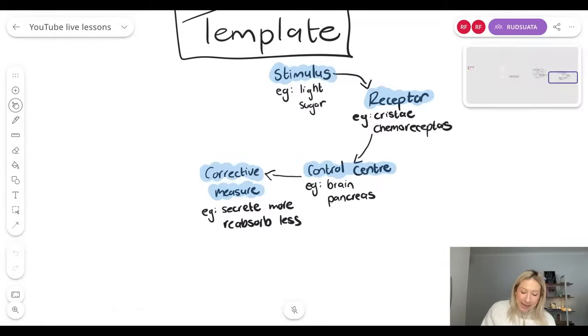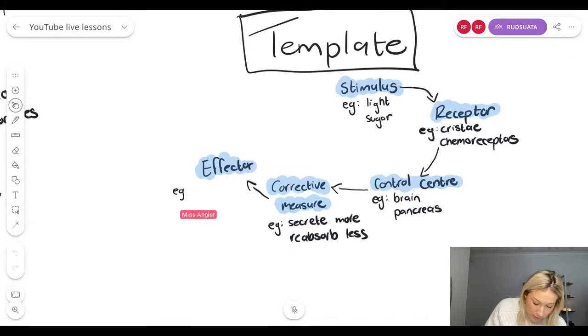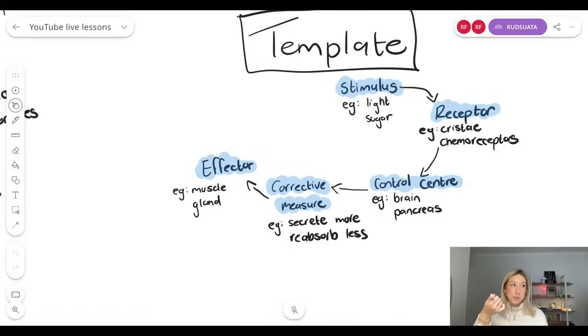Now, somebody has to carry out the instruction, don't they? And so the corrective measure is sent to an effector. Now, there are again many, many different effectors, but the main two effectors that you should always know, the two categories, are some kind of muscle or some kind of gland. So that's where you secrete more insulin, you secrete more angiotensin. And let's hope that everyone knows what angiotensin is, because I feel like a lot of people don't study salt enough, and that's what angiotensin's for.